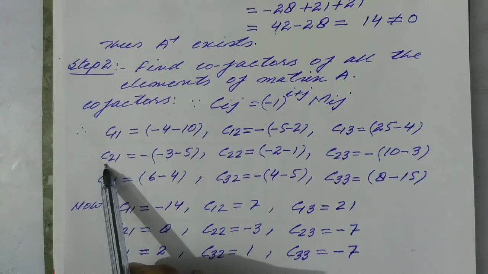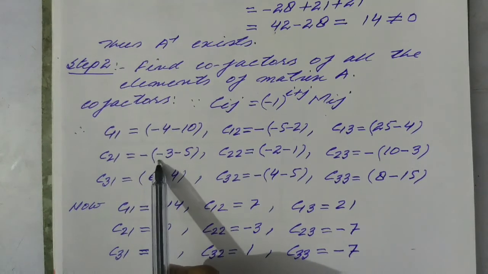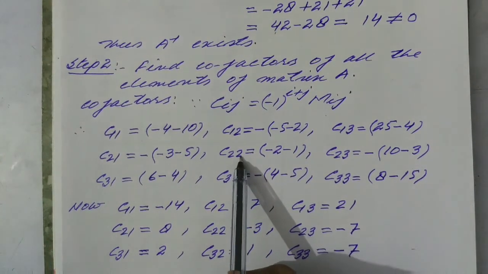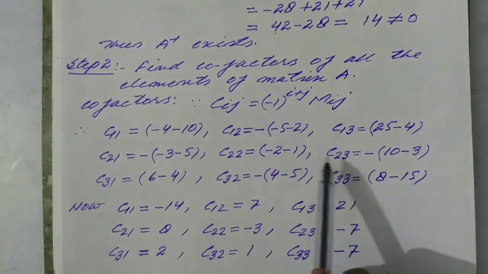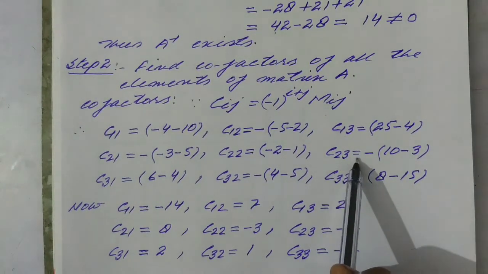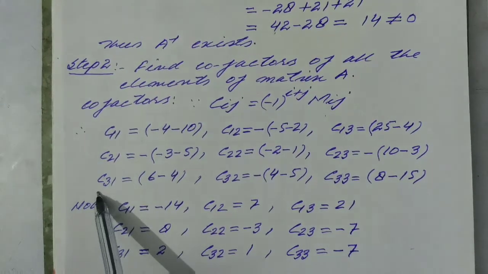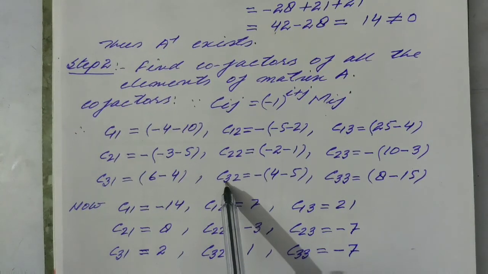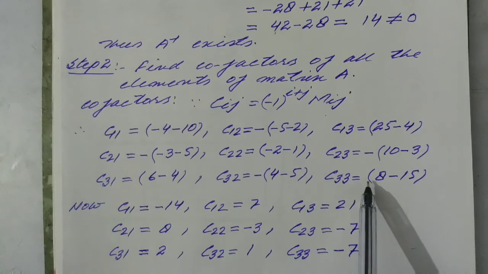and C21 is equal to minus bracket minus 3 minus 5, C22 is equal to bracket minus 2 minus 1, C23 is equal to minus bracket 10 minus 3, then C31 is 6 minus 4, C32 is equal to minus 4 minus 5, and C33 is equal to 8 minus 15.